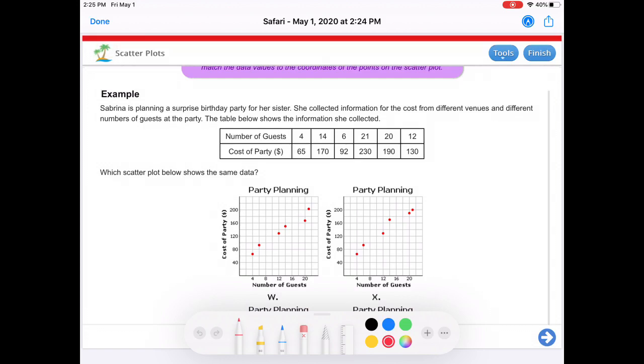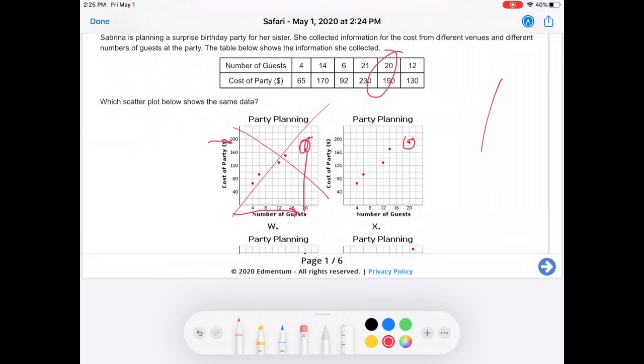So let's go ahead and look at 20, 190. So we go over to where the 20 is, and we want to go up to where 190 is. So we're going right along this line here, and we're trying to figure out where 190 would be. 190 would be just under the 200, and there are no dots in that area. So definitely not W. We go over to where 20 is on X, and we go up to 190. That looks like it's right there. So it could be X.